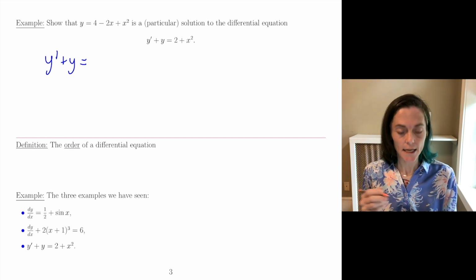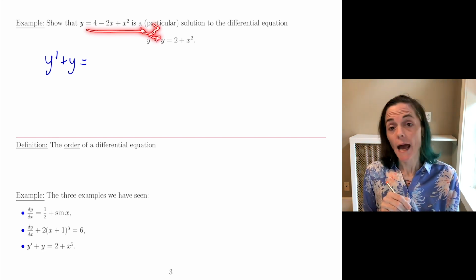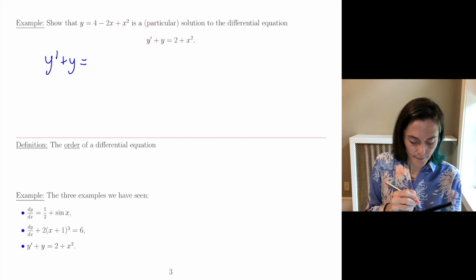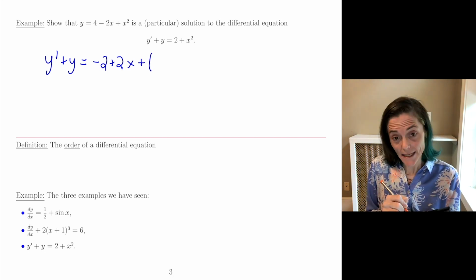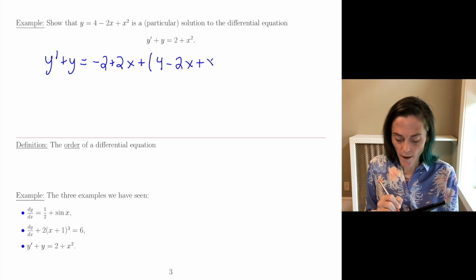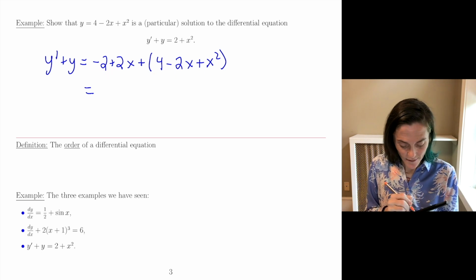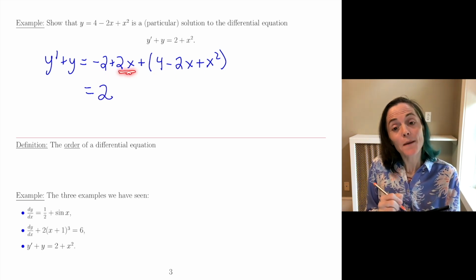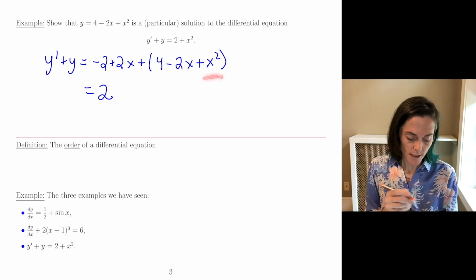Okay, let's differentiate. You notice this is just quadratic. So when we differentiate, I have minus 2 plus 2x. Now add y. y is 4 minus 2x plus x squared. Okay. I have minus 2 plus 4. This is 2. I have 2x minus 2x. This adds to 0. And then I'm left with just this, x squared.